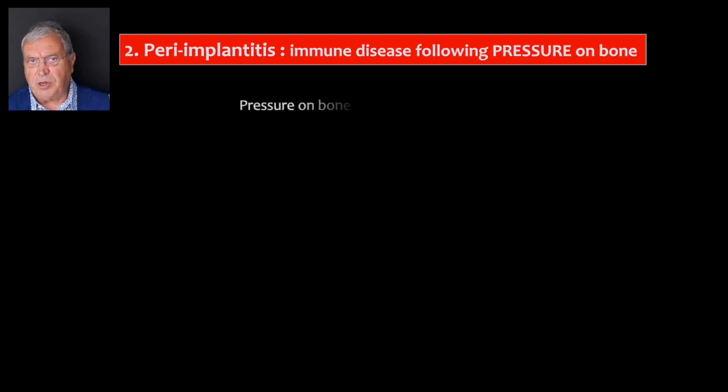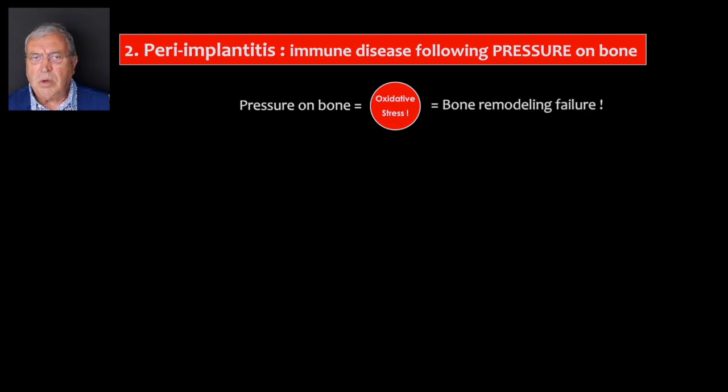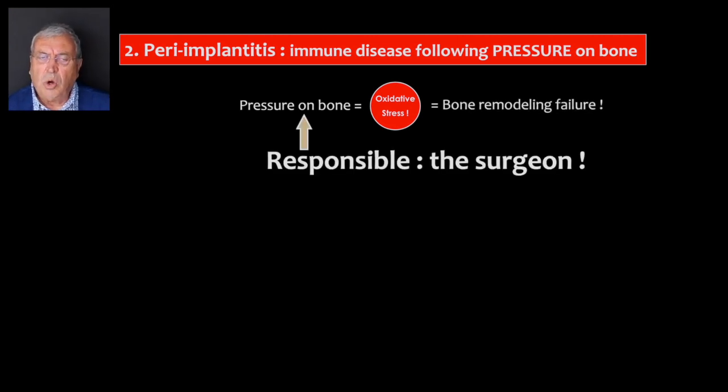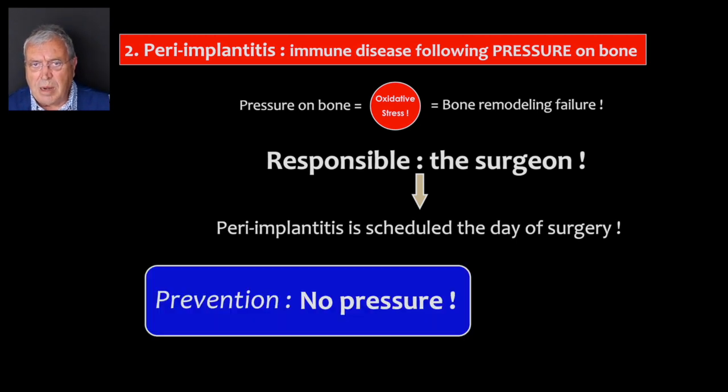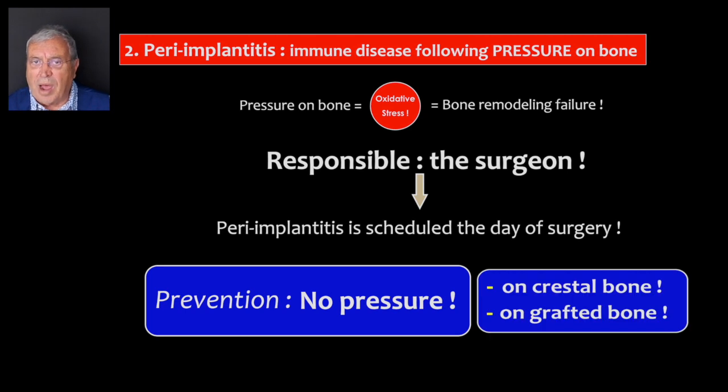Peri-implantitis follows pressure on bone. Who is responsible? Who is pressing the bone? The surgeon. It means that the peri-implantitis is scheduled the day of the surgery. How to prevent? No pressure, that's it. On the crestal bone and on the grafted bone, both.